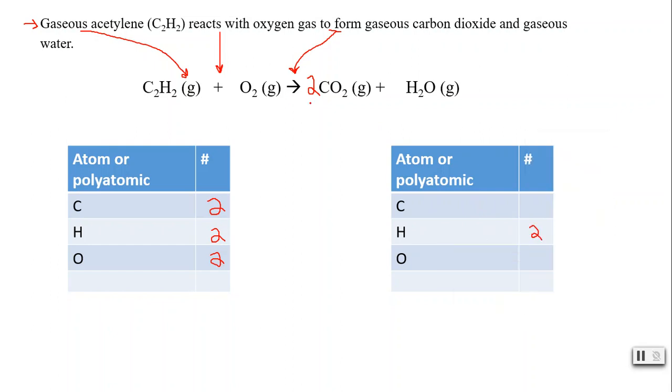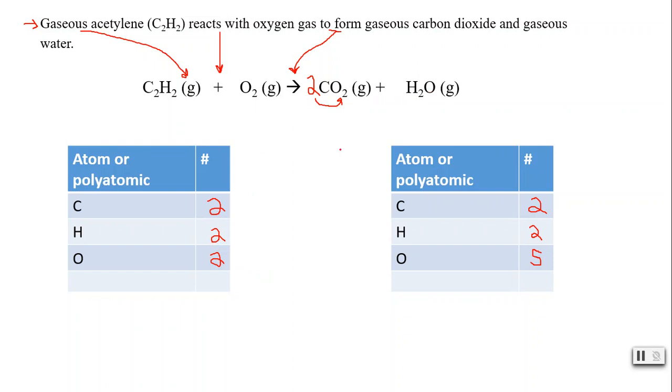So I now have 2 carbons on my product side. And how many oxygens do I have? I have 2 times 2, or 4, plus 1, so I have 5 oxygen atoms. So that's what I have after putting that 2 in front of the carbon dioxide. So my carbons are balanced. Hey, my hydrogens are balanced, but my oxygens are not balanced. I've got 2 oxygens on my reactant side and 5 on my product side.